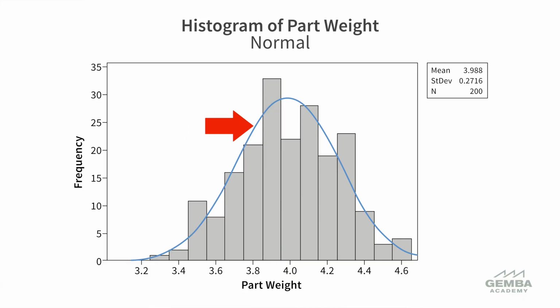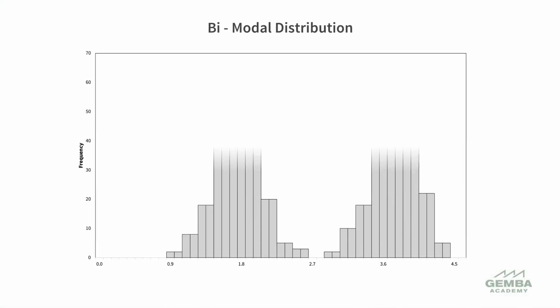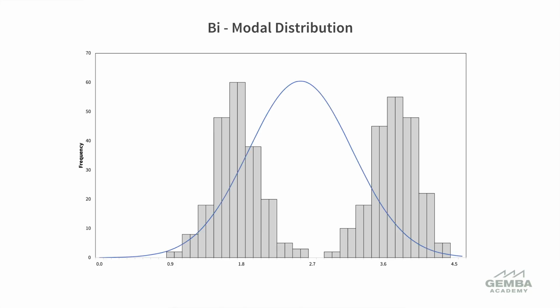The blue line helps us better understand the overall shape of the data. When our data are normally distributed, our histograms will generally have a bell shape, as we see in this example. Many times, our data may not be normally distributed. In some situations, our data may be bimodal, as shown here. This can occur when data from varying processes are combined.